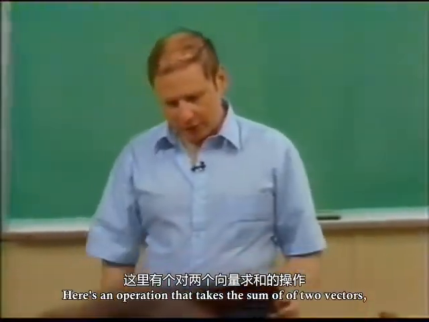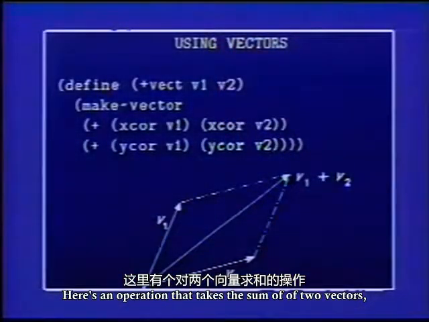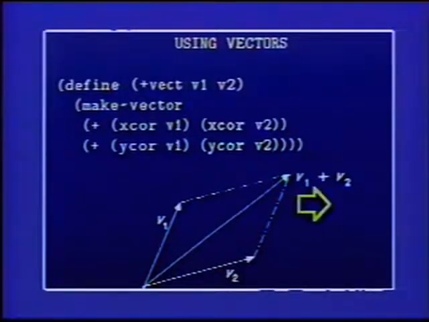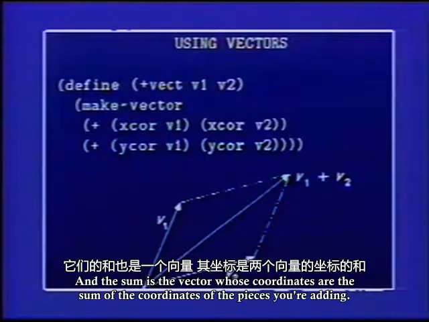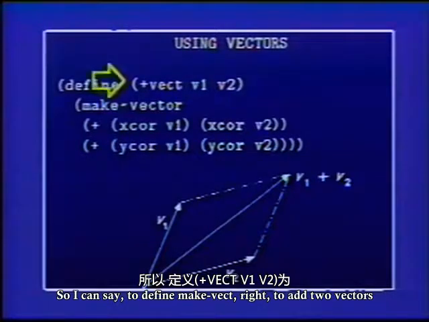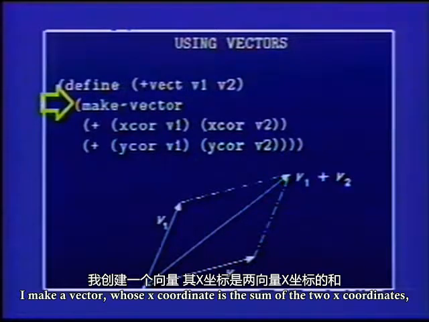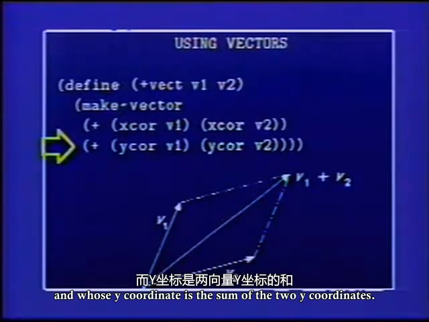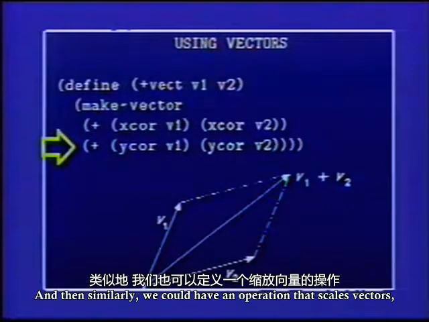Here's an operation that takes the sum of two vectors. So we want to add this vector v1 and this vector v2, and we get the sum. And the sum is the vector whose coordinates are the sum of the coordinates of the pieces you're adding. So I can say, to define add-vect, to add two vectors, I make a vector whose x-coordinate is the sum of the two x-coordinates and whose y-coordinate is the sum of the two y-coordinates.